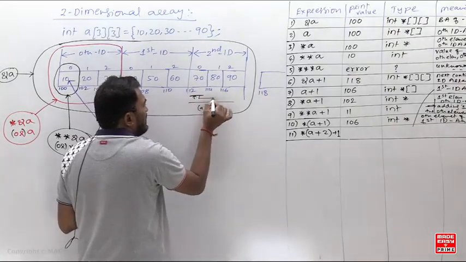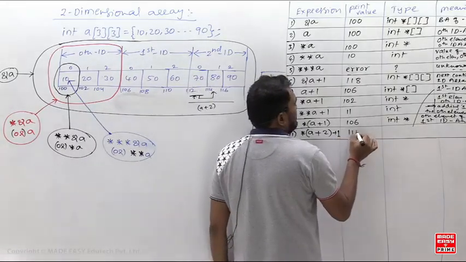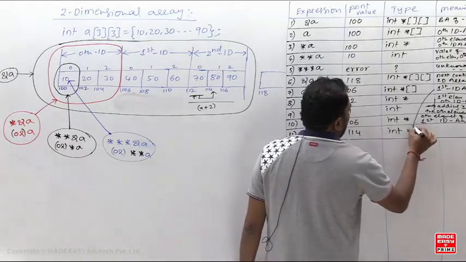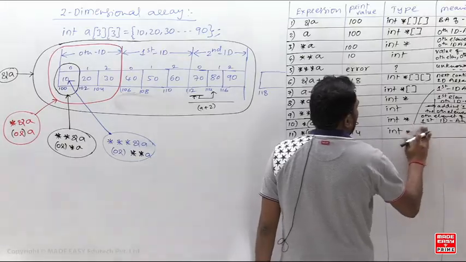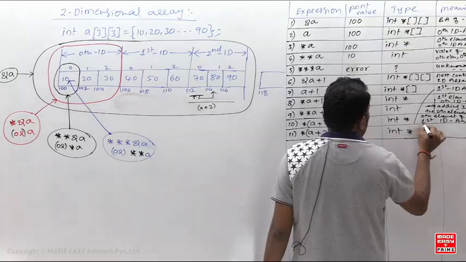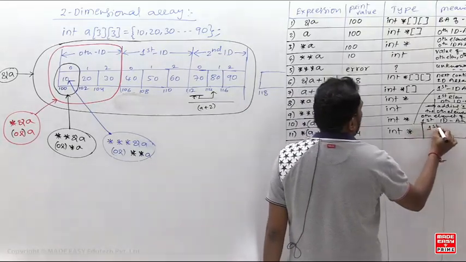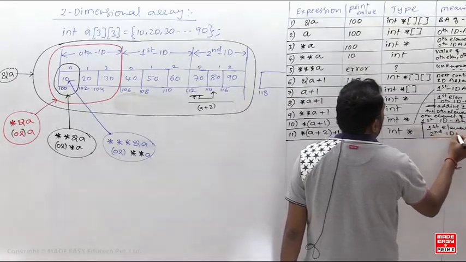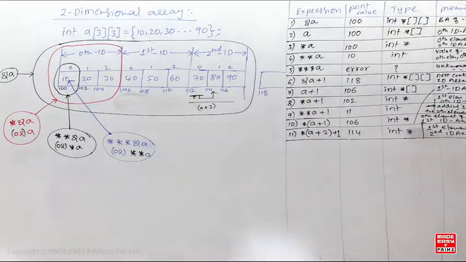If I say plus 1, it will jump according to element size. So that is 114 and the type is int star, because it points to an element. Now tell me what the meaning is here. The meaning is the base address of the first element of the second 1D array.